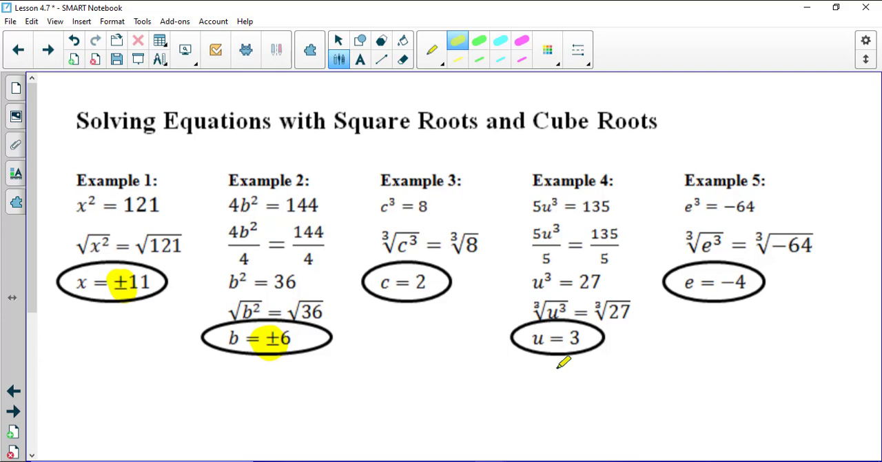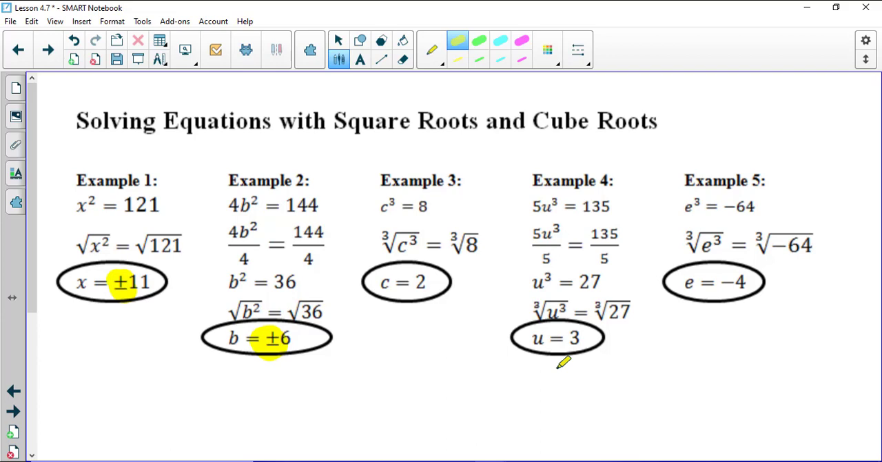All right, example 4, again, you want to isolate that u cubed first and then take the cube root. I'm not going to go through every step because I know you can read that. We'll see some examples here in a moment. Example 5, we have e to the third power equals negative 64. Now, if that's e squared equals negative 64, there's no solution within the real number system for that. There's imaginary numbers, but again, that's Algebra 2 content. But if we have something to the third power, we are able to take the cube root of a negative number.